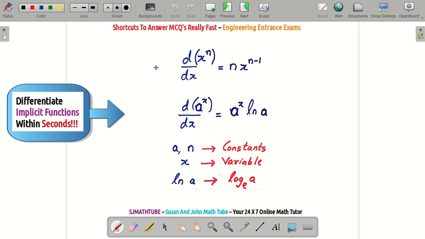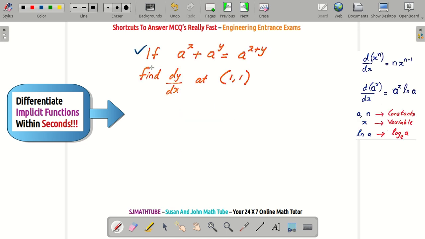And before we start, I hope you're good with these formulae. So the derivative of x power n, that means variable to the power number. I'm sure you know the formula. And the second one, number to the power variable, and a and n are constants, x is a variable, and ln a means log a to the base e.